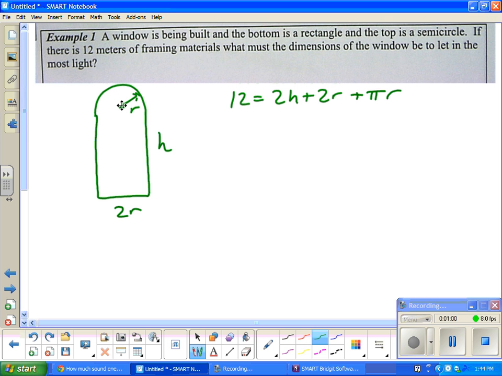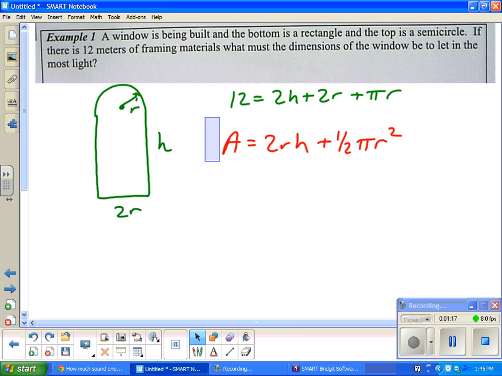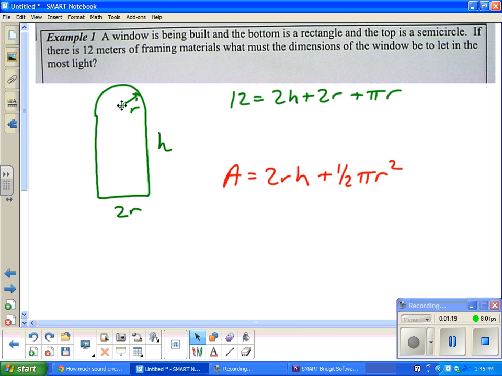And what we want to maximize, I'll do it in red, is A, which is 2rh, the rectangle, plus half of pi r squared, the circle at the top. We want to maximize that. Now, we can't take the derivative of that right now because it has 2 variables, r and h. We've got to get to a single variable. So if I look at the green equation at the top, I think it's easiest to solve for h and divide by 2. So if I do that, I get h equals 6 minus r minus pi over 2 r.